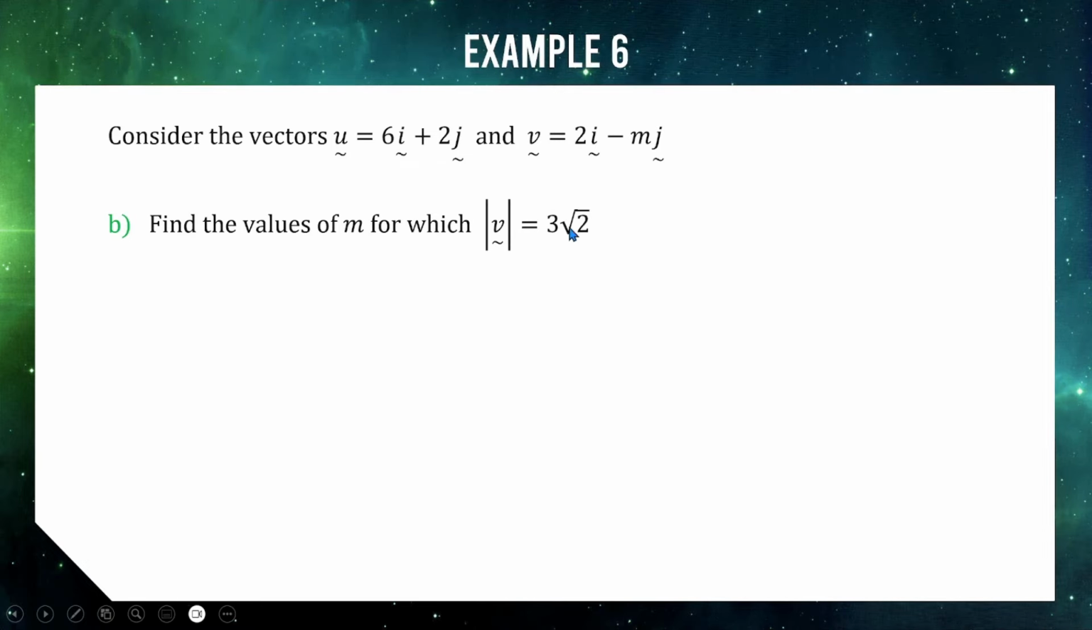Part B, find the values of m for which the magnitude of v, the second vector, is equal to 3 root 2. Okay, so let's start off by finding the magnitude of this vector, and then we're going to set this equal to 3 root 2, and then we'll solve it, see what we get.